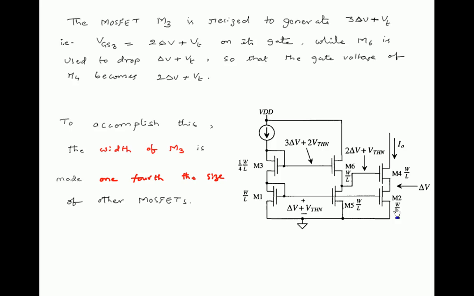All these things you are getting only because MOSFET M3 is resized to generate 3 delta V plus VT, that is, VGS3 is equal to 2 delta V plus VT on its gate. Remember, this is very, very important. If you are going for the current equation, ID is equal to beta by 2 into (VGS minus VT) whole square. By that time, if you replace W with W by 4, you are going to get VGS as 2 times delta V plus VT instead of delta V plus VT. Check that one.